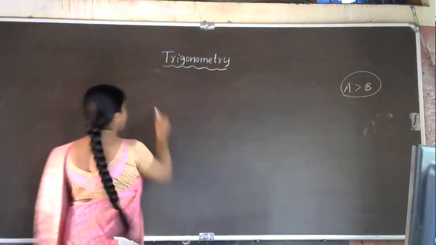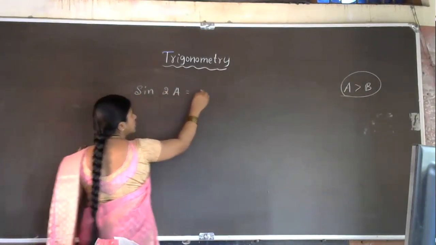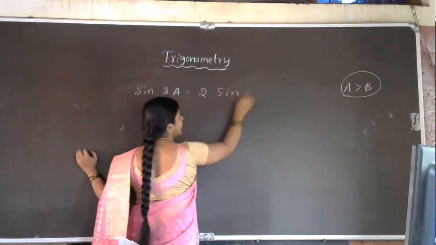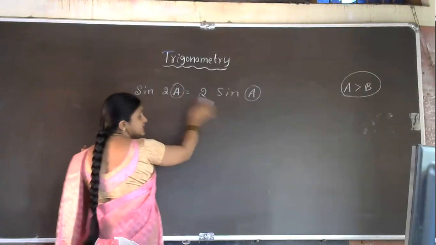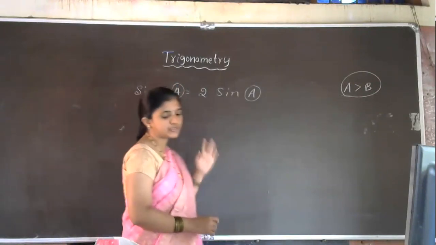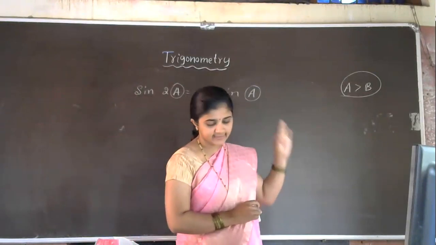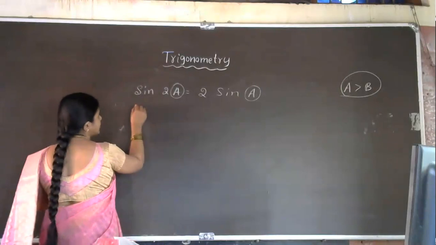See here, the condition is like this. Sin 2A is equal to 2 sin A. For which value of this angle A is this LHS equal to RHS? They have given four options: 0 degree, 30 degree, 45 degree, 60 degree. We'll start with the first option, 0 degree.